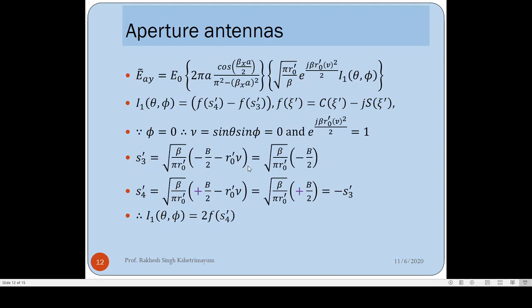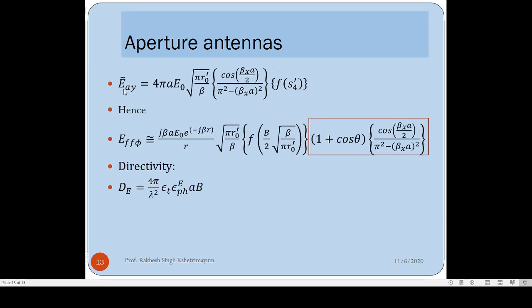You see, S3 dash is square root of beta by pi r naught dash minus b by 2, but S4 dash is square root of beta divided by pi r naught dash plus b by 2. So S3 dash is equal to minus S4 dash. They are negative of each other. In that case, if I plug it in here, this term will be simplified as simply I1 theta comma phi is 2 times f S4 dash. Major simplification here.